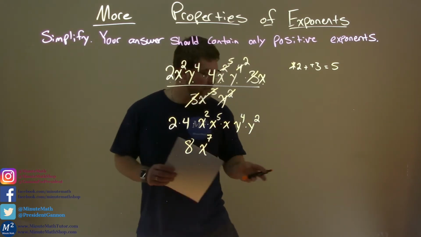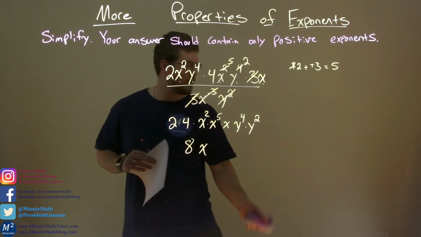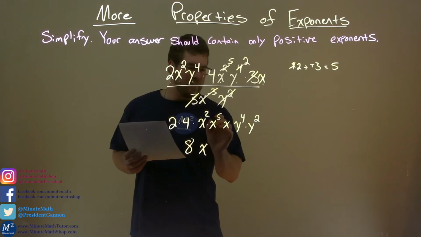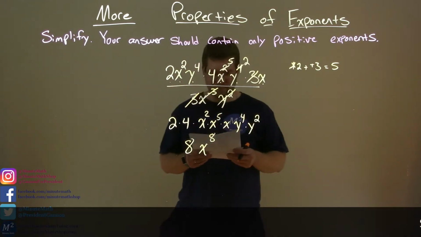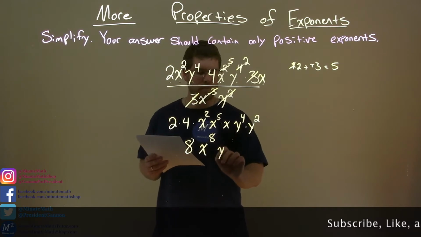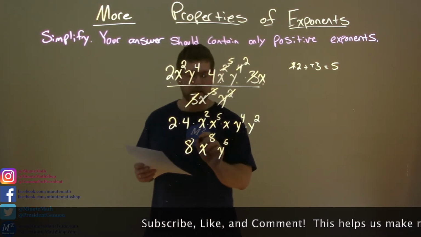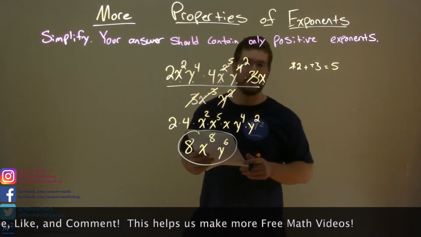Oh, don't forget the other x. Almost did. Classic mistake. Good thing I caught it before I finished the video. I would have had to restart. We have x to the seventh plus another 1 here, which is x to the eighth power. Okay? And then our y's, same base. 4 plus 2 is 6. So now our final answer is 8x to the eighth power, y to the sixth power.